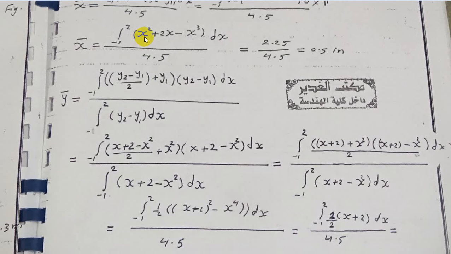So to find the x dash value, the amount is exactly as indicated by the following fractional formulation right here for you: x squared plus 2x minus x cubed, as you can see, for the y1 and y2. Y1 is illustrated by x squared plus 2x, and y2 by minus x cubed, integrated with respect to x. After the integration, it is exactly equal to 2.25.